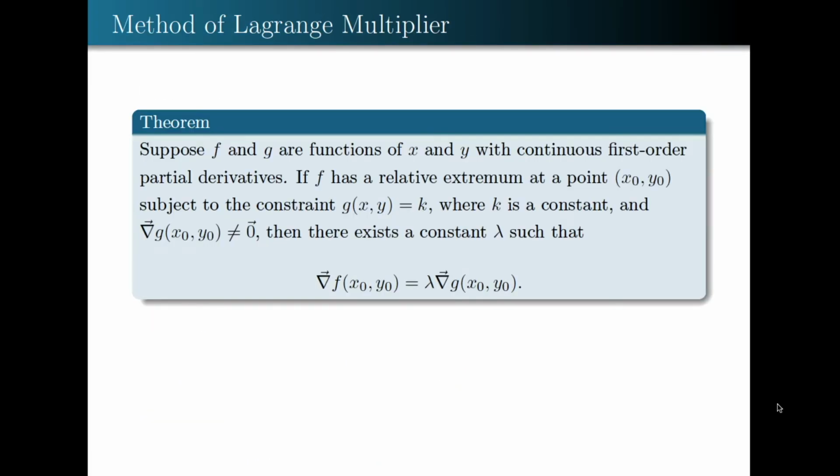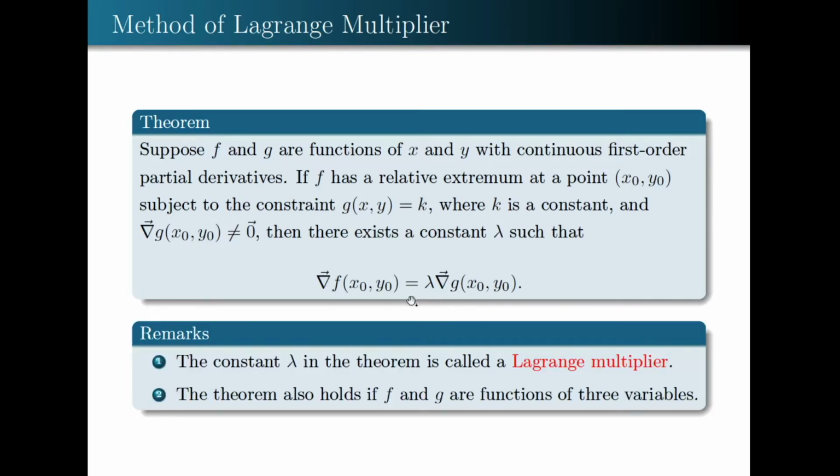So again, using the method of Lagrange multiplier to find the relative extremum of the function f, given a constraint g of x, y equals k, we just find the point x0, y0 such that the gradient of f at that point x0, y0 is equal to some constant lambda times the gradient of g at the point x0, y0. The constant lambda in this theorem is called the Lagrange multiplier. Note that the theorem also holds if f and g are functions of three variables or more.